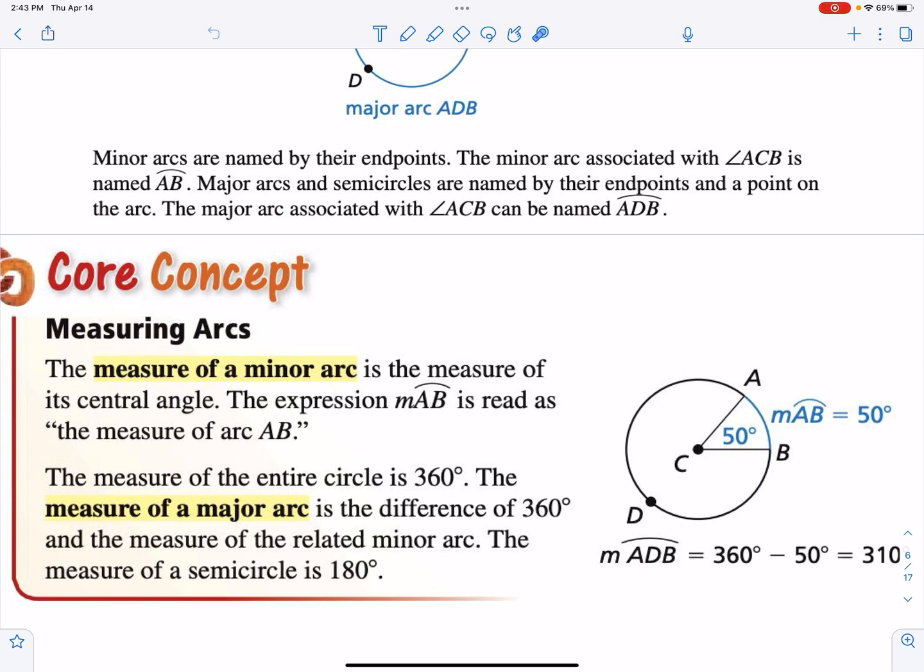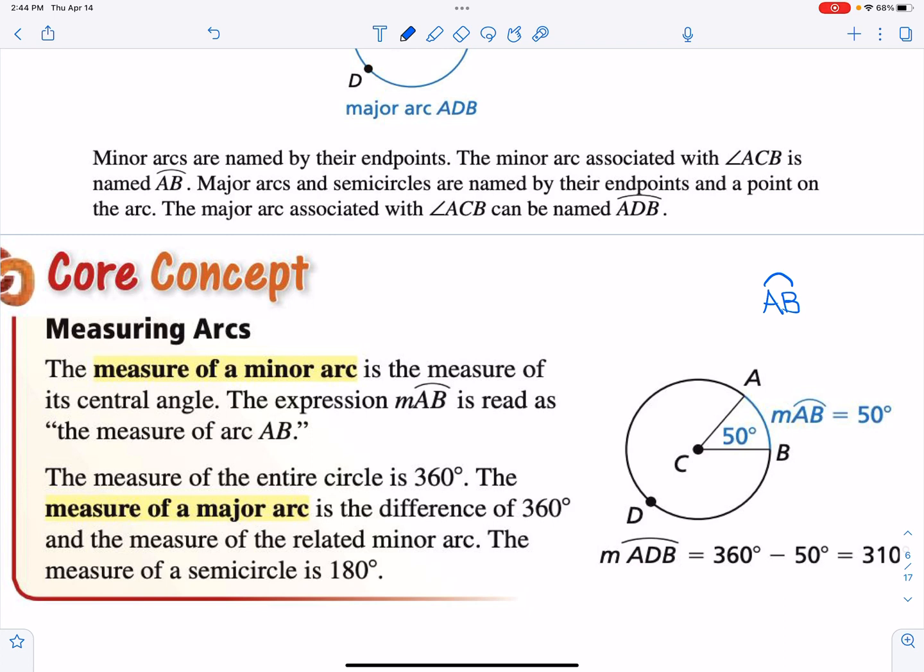Again, hopefully we all know that the entire measure of a circle is 360 degrees. So if I just take 360 minus 50, I get the measure of that arc at 310 degrees. Again, notice the notation. Make sure you make a note of that. When you have an arc, you have to make sure you use capital letters like we did with vertices, and you want that curved arc over the top of it. And that's for a minor arc.